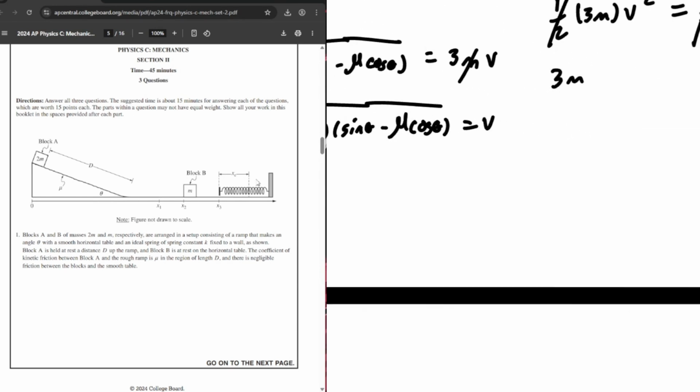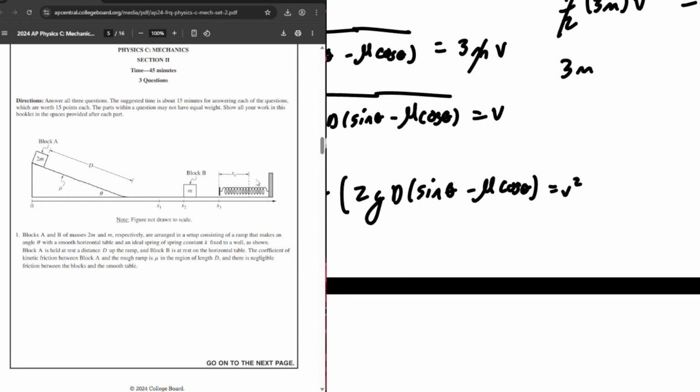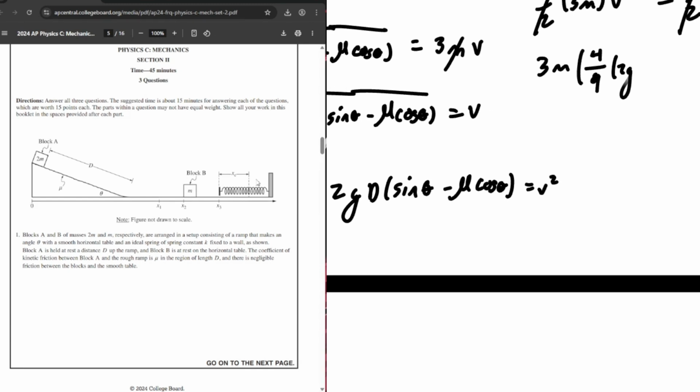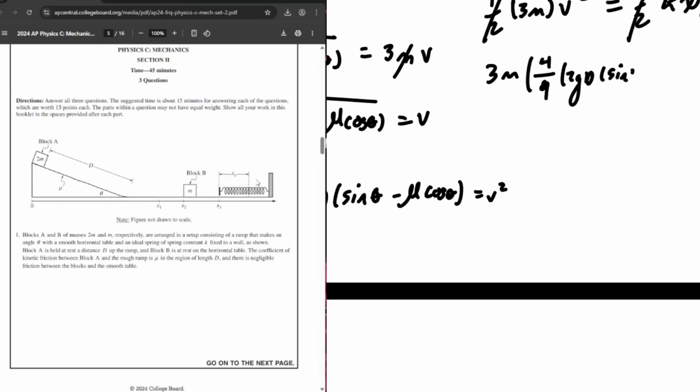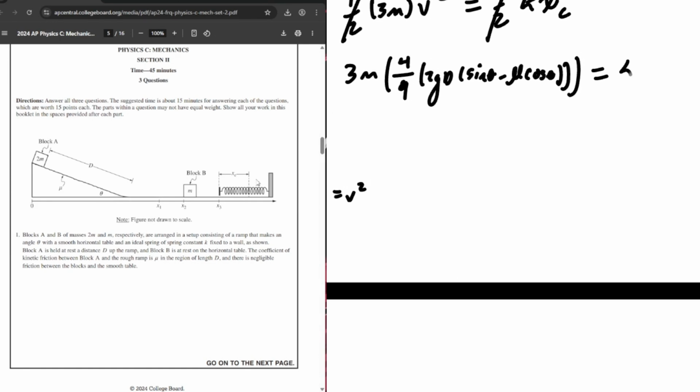But it's v squared, right? So what would v squared give us? Let's think. 2 squared is 4. v squared is 9. If we have anything inside a square root, we just take the square root off when we square it. And this is v squared. So we're going to sub that in there. So it's going to be 3m times this entire monstrosity of an expression minus mu cos theta, a lot of parentheses, is equal to kx squared.